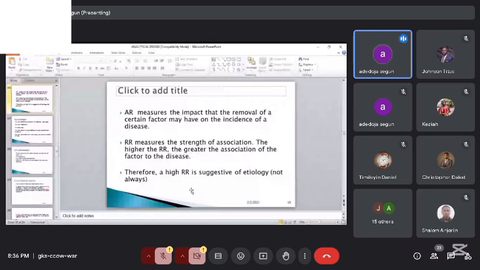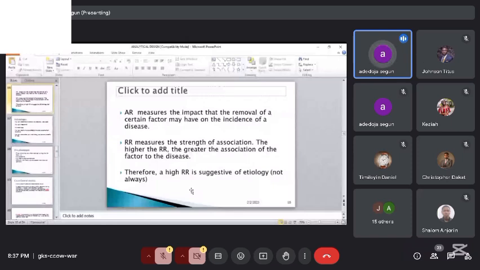But the attributable risk is trying to measure the impact, the effect of the removal of a certain factor on the incidence rate. We are trying to see whether, if they withdraw the exposure, it is going to have a particular effect on the development of a particular disease of interest or not. That's what we are trying to measure as far as attributable risk is concerned.